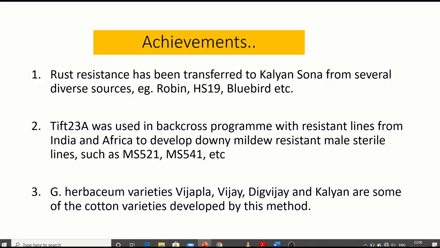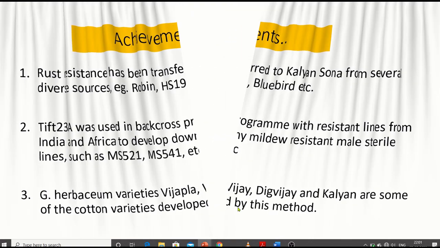Coming to some of the achievements of the backcross breeding program, rust resistant genes have been transferred to Kalyan Sona from several diverse sources such as Robin, HS19, Bluebird, etc. T23A was used in a backcross program with resistance lines from India and Africa to develop downy mildew resistant lines, such as MS521, MS541, etc. And Gossypium herbaceum varieties Vijalpa, Vijay, Digvijay and Kalyan are some of the cotton varieties developed by the backcross breeding method.